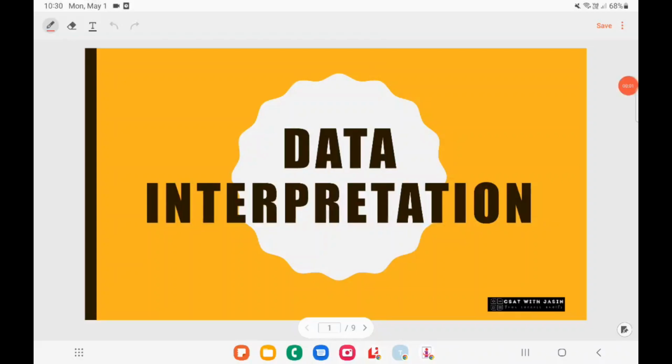Hey guys, today we will be looking into the topic data interpretation. So when it comes to this topic, UPSC hasn't been consistently asking from it. In fact, in the last 5 years, there have only been 4 questions asked from this topic, and in 2022 there were no questions from this topic.